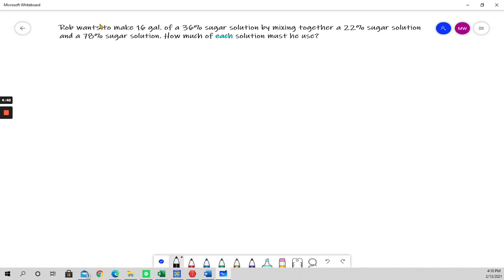So we're going to label our variables. I'm going to say that X is going to be the 22% solution and Y is going to be the 78% solution. And I'm going to need two equations. One equation is going to talk about my physical amount, and the next equation is going to talk about my percents, or my percent breakdown.